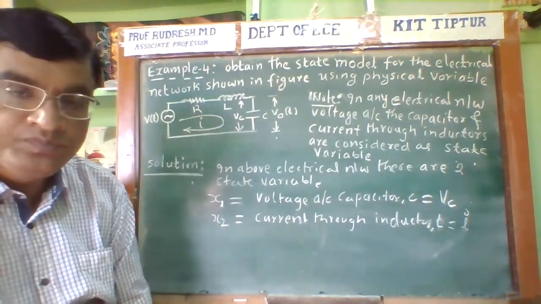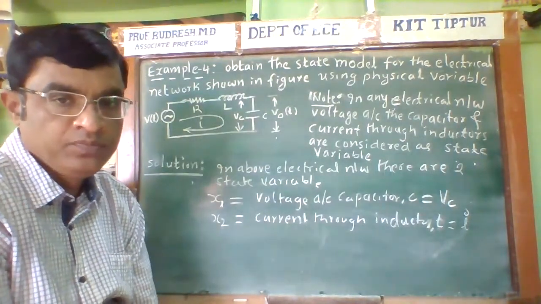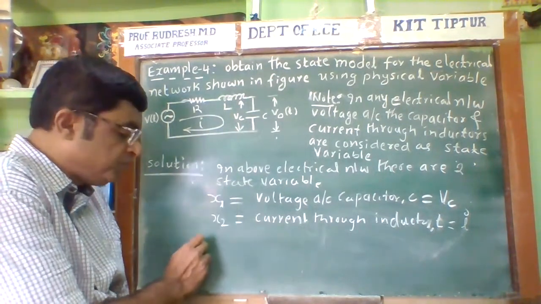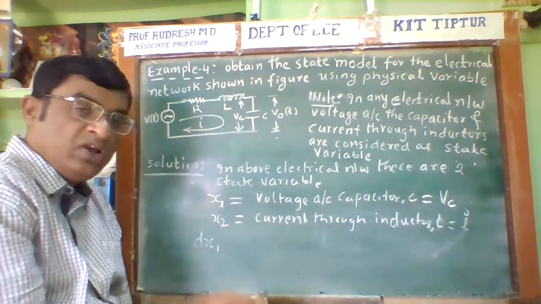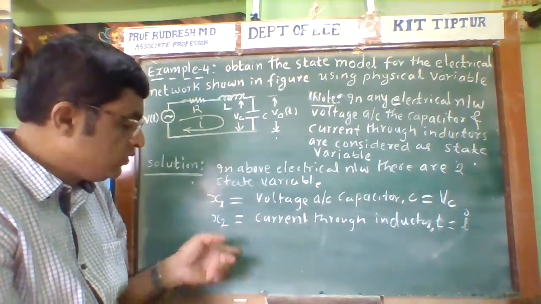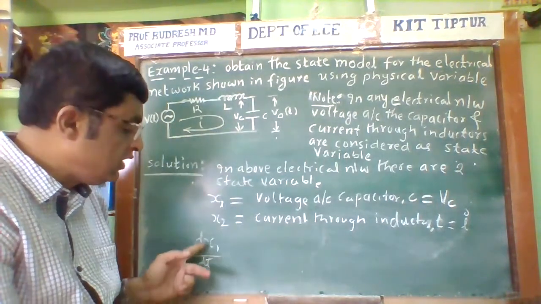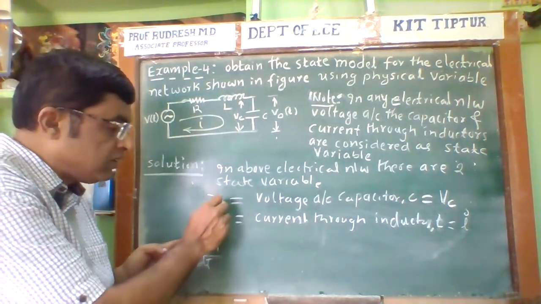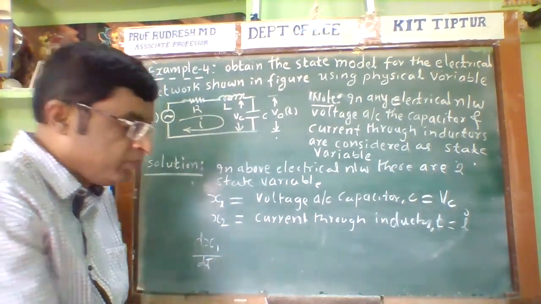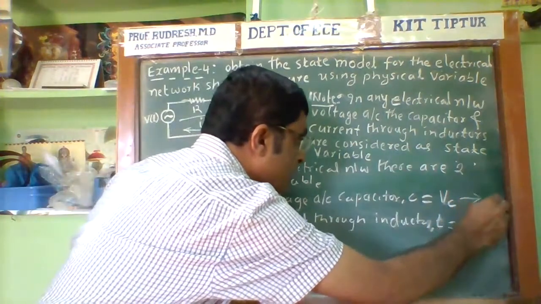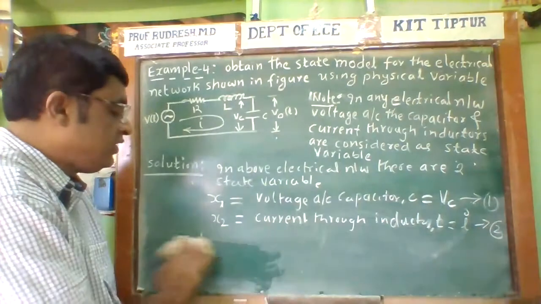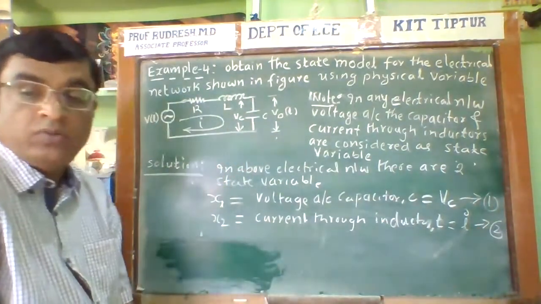Therefore, we need to differentiate. Now, we need to get it in the form of a state equation, meaning the first derivative of the state variable is called a state equation. Therefore, I need to bring it into this form. Here there is x1, so I need to get dx1 by dt. This is equation 1, and this is equation 2.